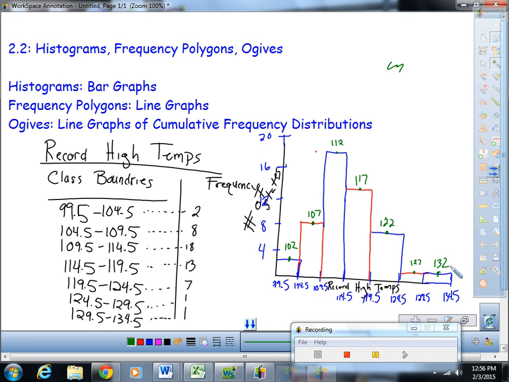Everybody understand how I found the midpoints? It's just an average of the 2 extremes. Just add them and divide by 2. Okay? And then, since I have this capability, you just turn this thing. And so that is your frequency polygon.